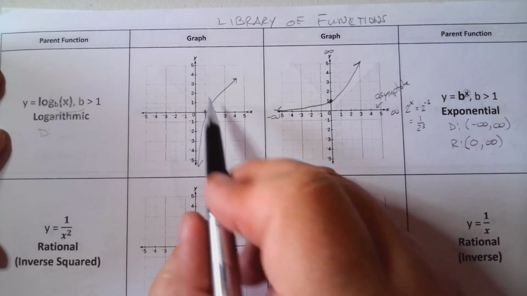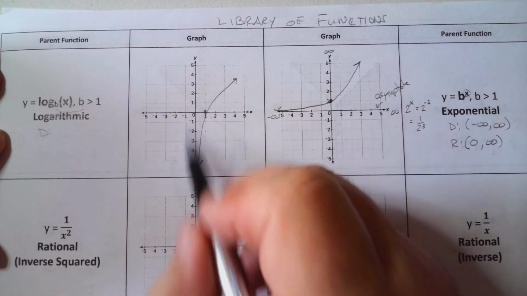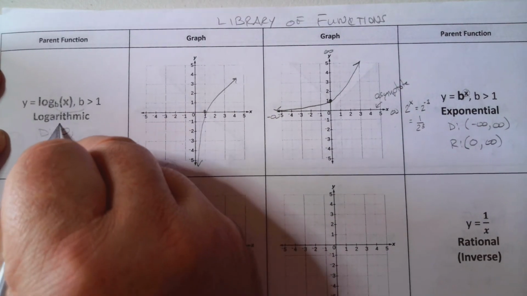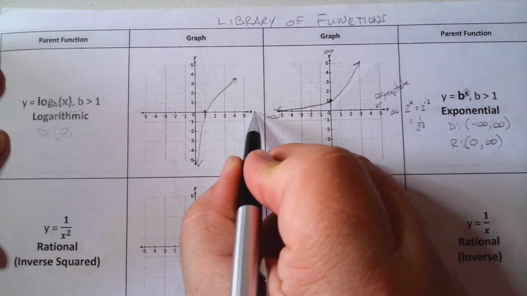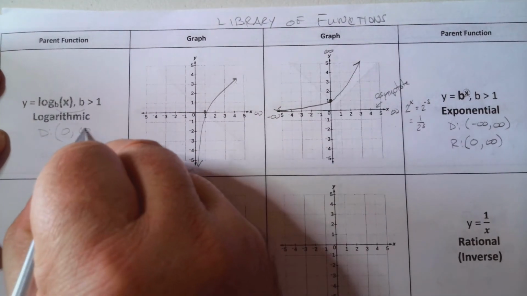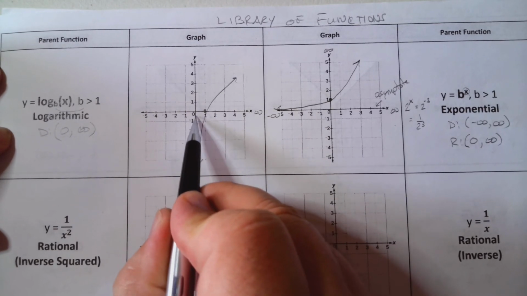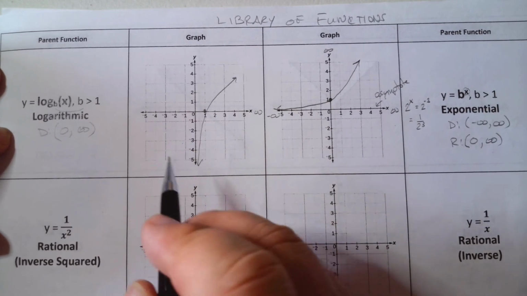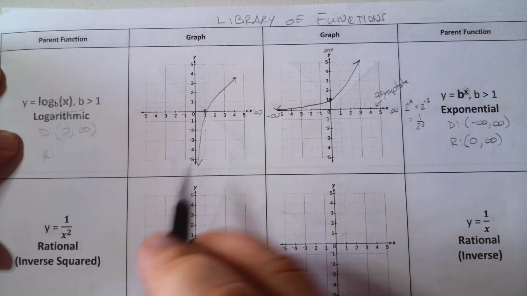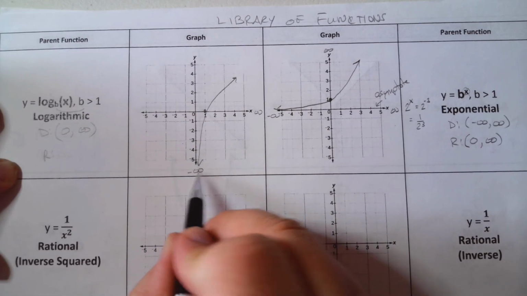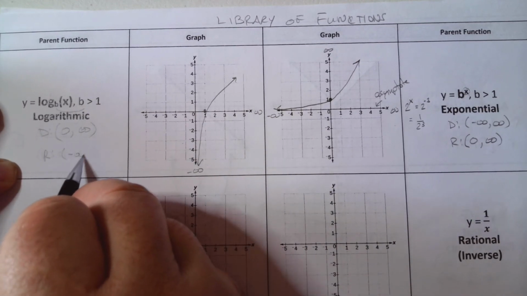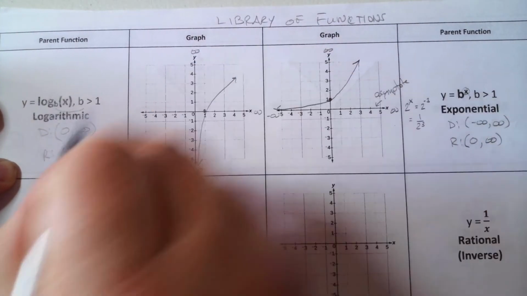So the domain, it gets infinitely close to 0, but doesn't touch it. And it goes on to infinity. So that's where we use parentheses. It gets very, very close to 0, never touches it, so it doesn't cross. The range goes from negative infinity and all the way up to positive infinity.